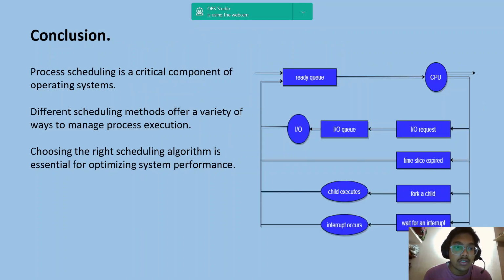What is the conclusion? Process scheduling is a critical component of operating systems, because with the help of this we can understand how the process is being executed and control the way it is executed, right? Different scheduling methods offer a variety of ways to manage process execution. We decide how it is done. Choosing the right scheduling algorithm is essential for optimizing system performance, right guys?